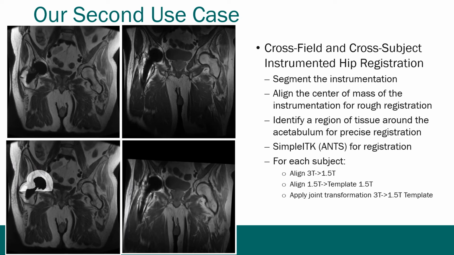The images on the left here are just examples of the inputs and the process. So on the top left is the 1.5T image of the instrumented hip. On the top right is the 3T image for that same patient, where you can clearly see that alignment of the patient was not the same between those two scanners. The bottom left shows the acetabular region of the implant where the registration was optimized, and the bottom right shows that shifted 3T image in the same space in that acetabulum as the template image.